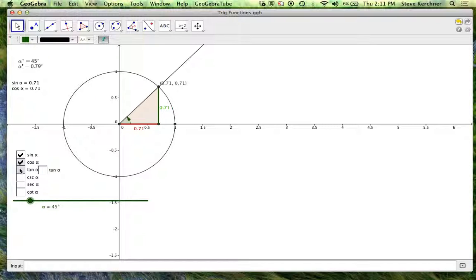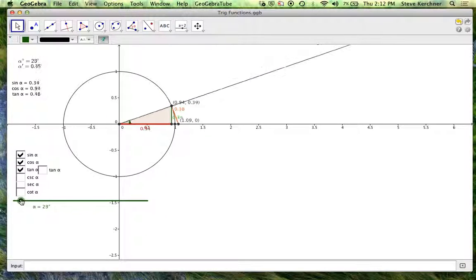So if we go ahead and select tangent, we can see that it is also the distance from the intersection of the angle and the unit circle, a line tangent to the circle, and its distance to the x-axis. So you can see that distance is 1, the orange line. So if I go ahead and decrease the angle, the length of the orange line decreases. Right now it's at 0.73, so the slope of the angle right here is 0.73.